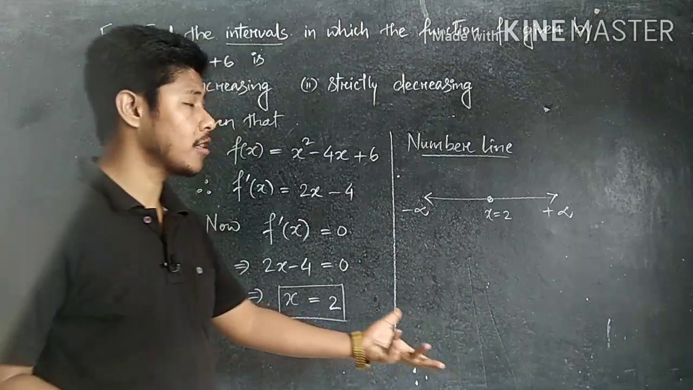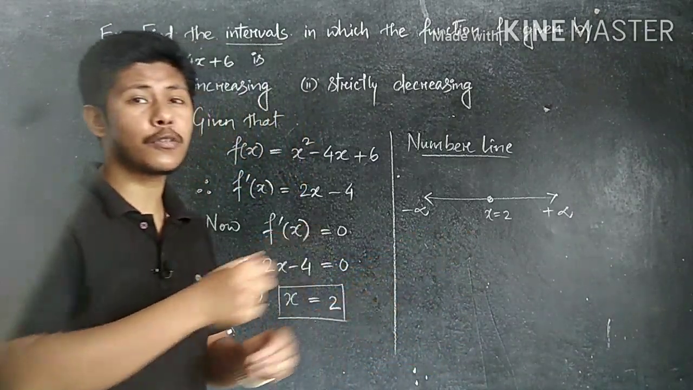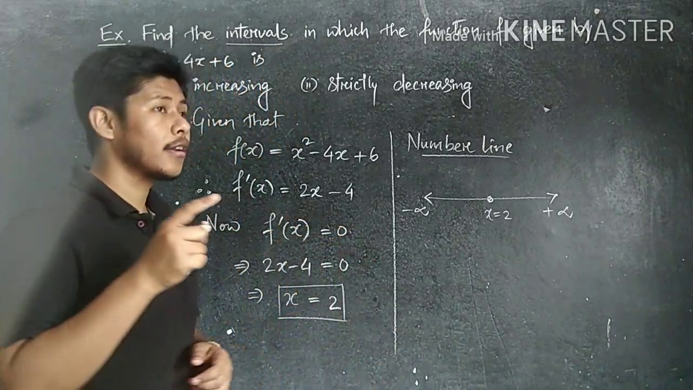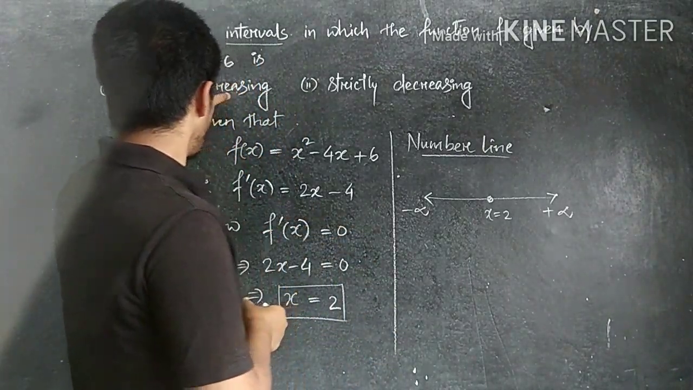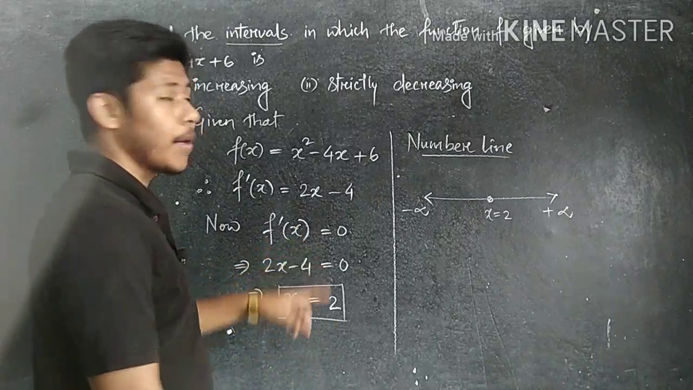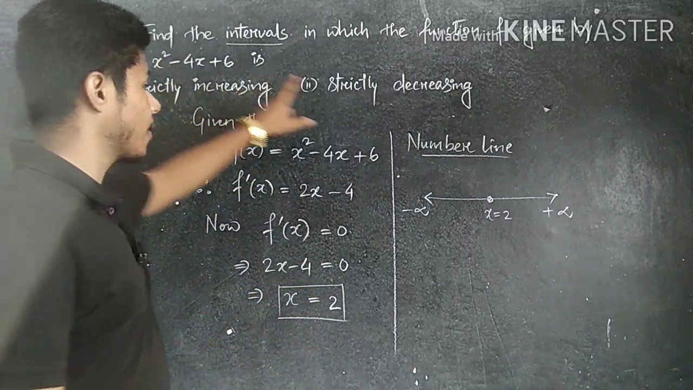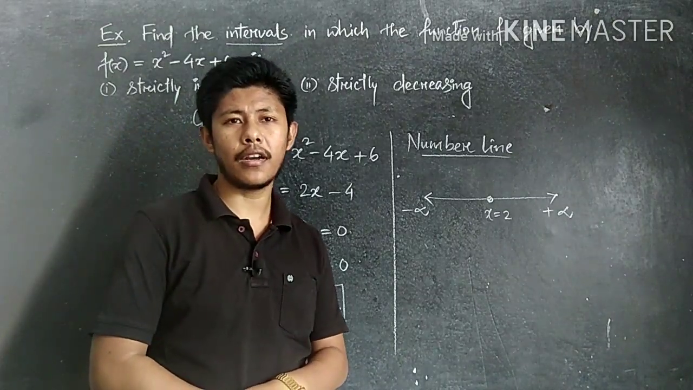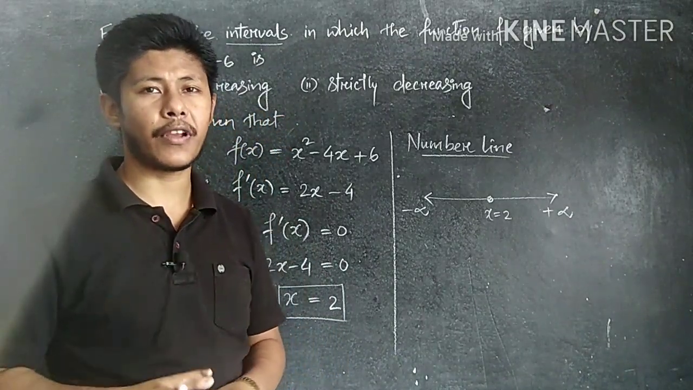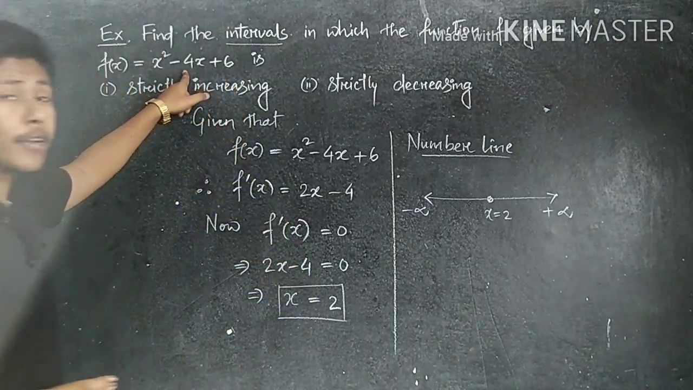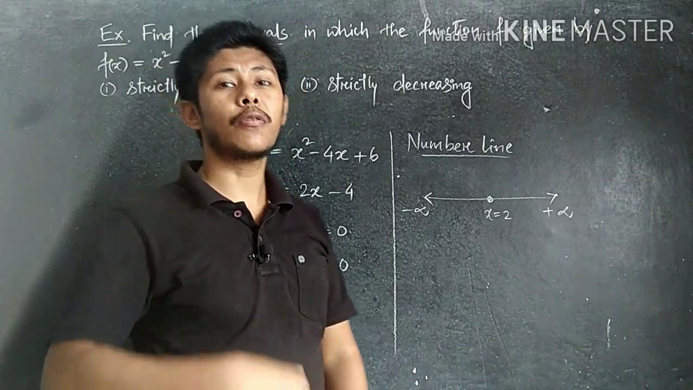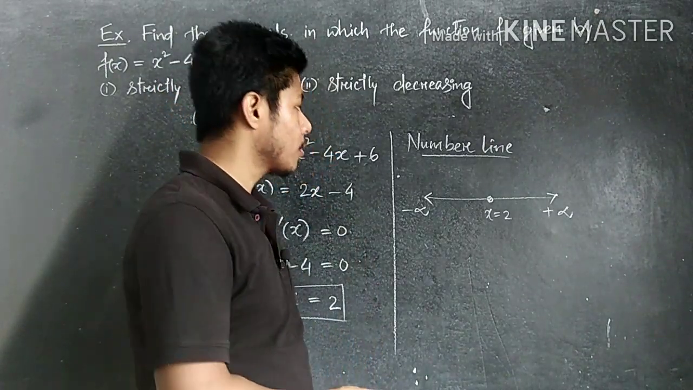So here some other methods are there. First of all, the first method is the wavy curve method. Remember, in case of an algebraic function we can use the wavy curve method. Is it clear? Only in case of algebraic function. So here it is an algebraic function, is it not? That's why we can apply the wavy curve method. So actually what is the wavy curve method here now?